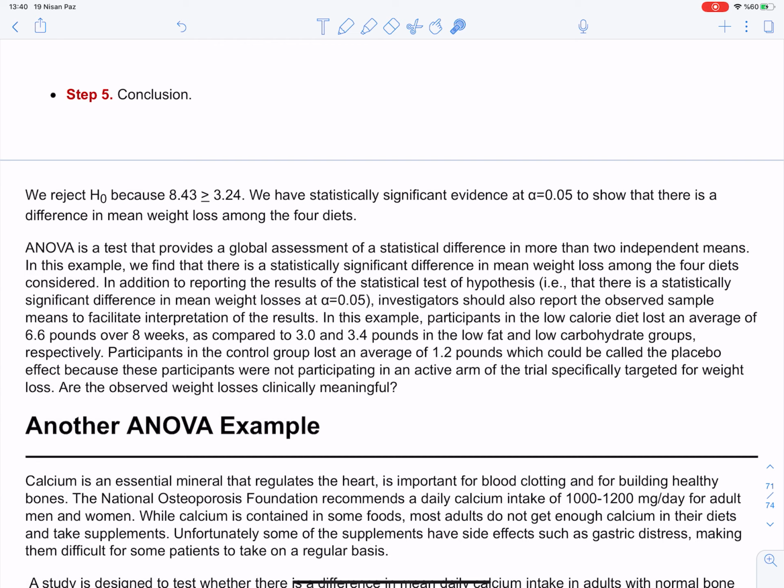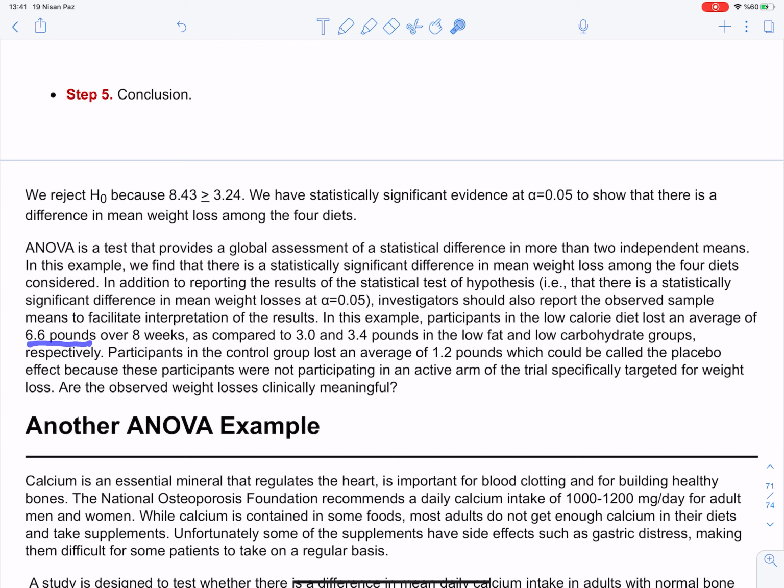Are the observed weight losses clinically meaningful? So it is up to you. Or in my case, yes, it is meaningful. Weight loss is statistically different. In my case, 8 units of weight loss is 6.6 pounds. The measurements, yes, they say pounds.